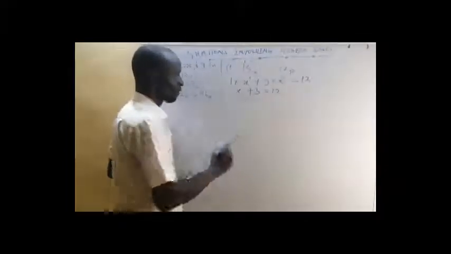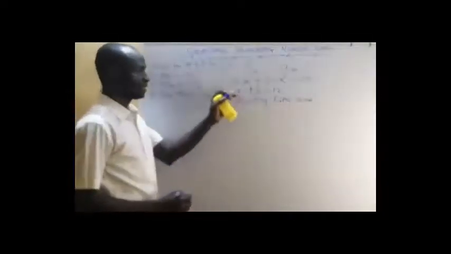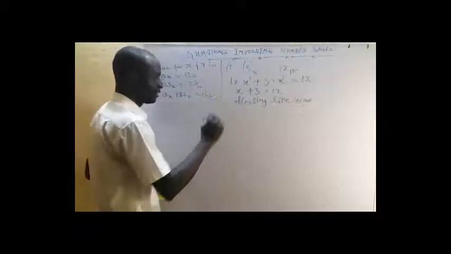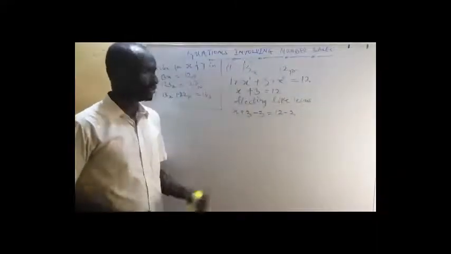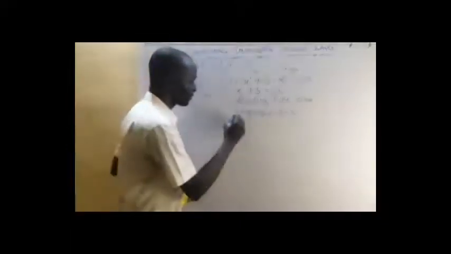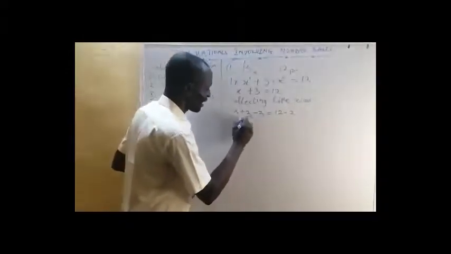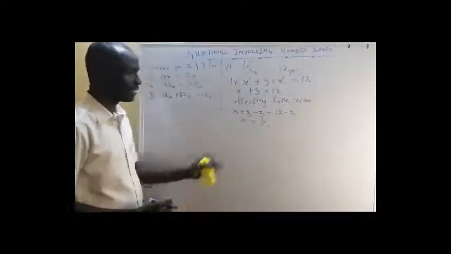So now I'm collecting like terms. I have x here, I have 3, and I have 12. I want to take 3 to meet 12 as like terms. So I'll say x plus 3 minus 3 is equal to 12 minus 3. I'll subtract 3 from both sides. Whatever you do to the right hand side, you do the same to the left hand side. So x plus 3 minus 3, that's x, is equal to 12 minus 3, that's 9. x is equal to 9.